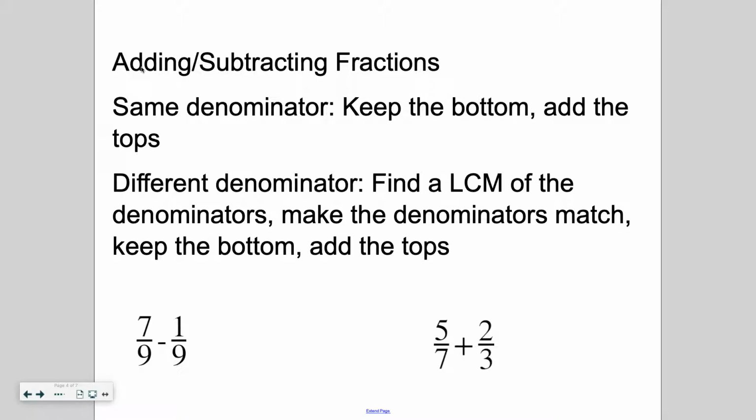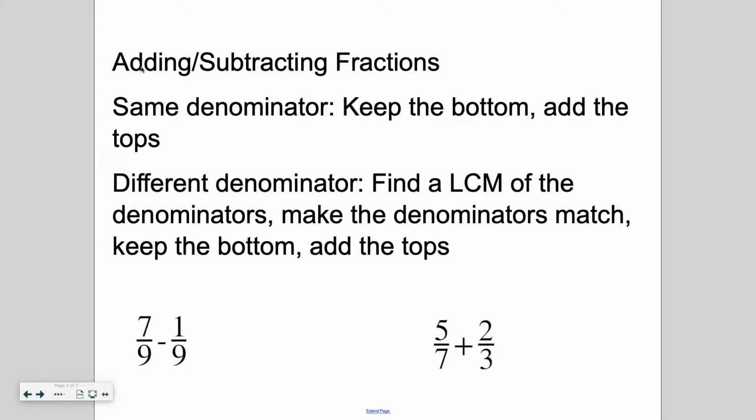But okay, adding and subtracting fractions. When you add and subtract fractions, the bottoms have to be the same. We also call that the denominator. Okay? If they have the same denominator, that's easy. You just keep the bottom and you add the tops. Like in that first example, 7 over 9 minus 1 over 9, the bottoms match. So that's an easy one to do. Then in that second example, the bottoms don't match.